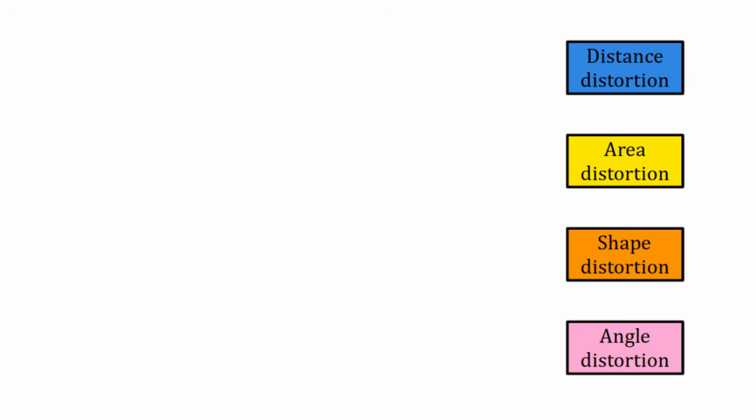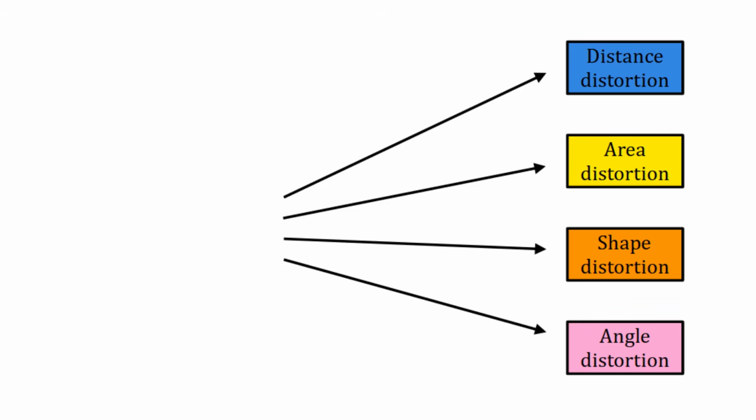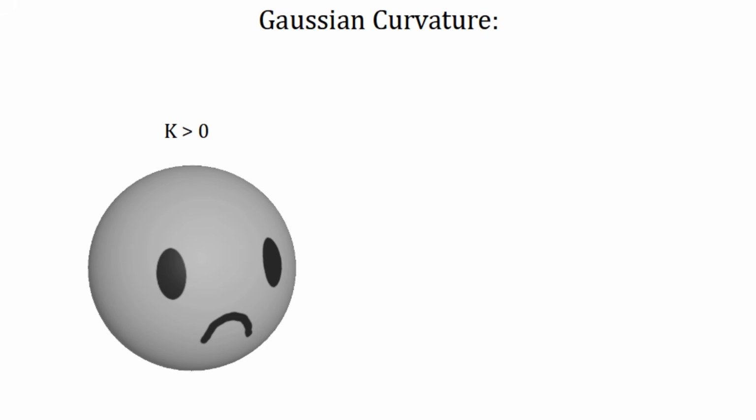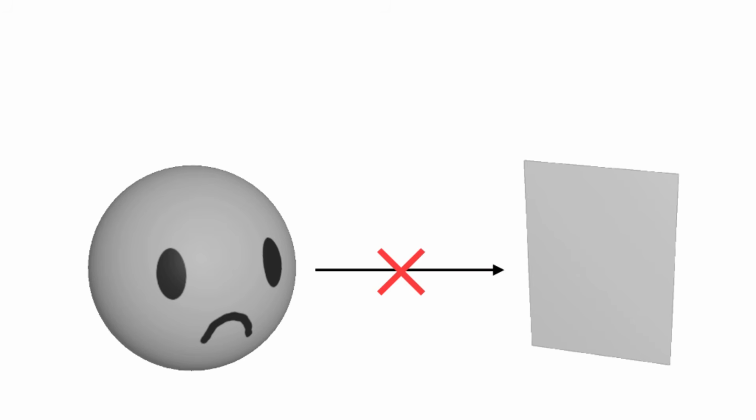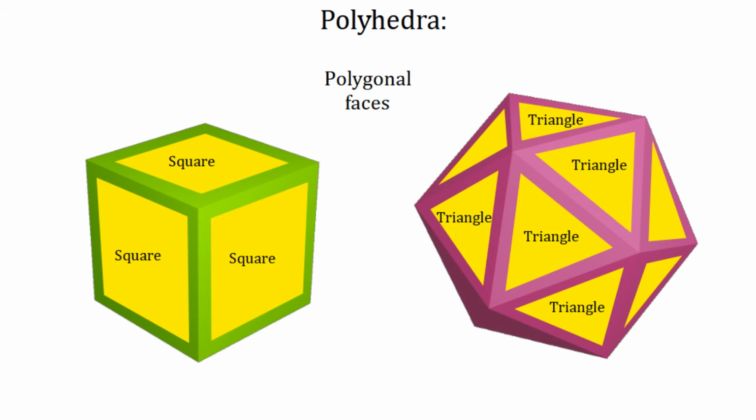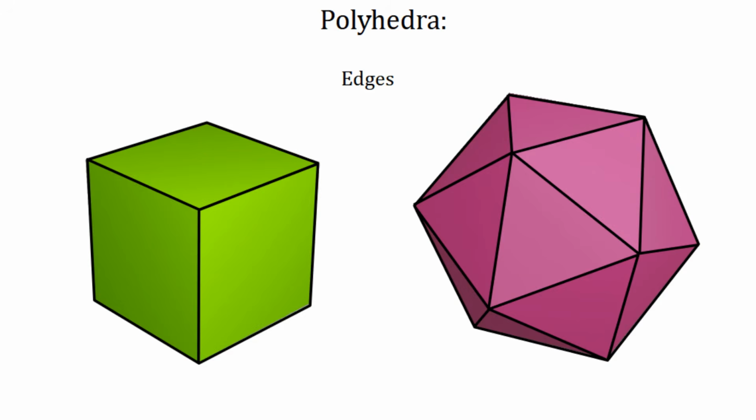The different types of distortion that I've discussed all arise from the fact that it's impossible to unfold a sphere. That's because a sphere has positive curvature, but paper has 0 curvature. So if we can't unfold a sphere, then what can we unfold? Well, one answer is polyhedra, which are 3D objects made up of polygons attached at edges and vertices.